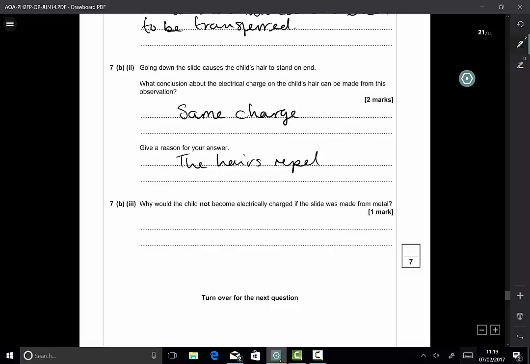Why would the child not become electrically charged if the slide was made from metal? Well, that's because it's a conductor, and when you've got a conductor, the charge can travel through it to the ground. So we can just say metal is a conductor of electricity.